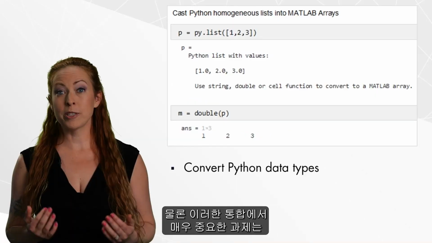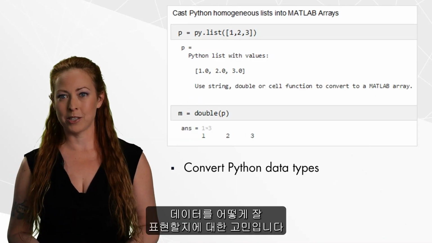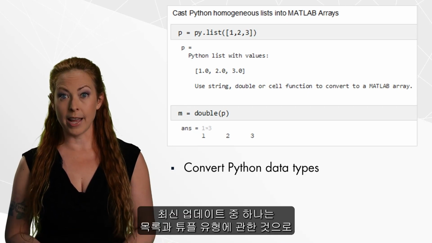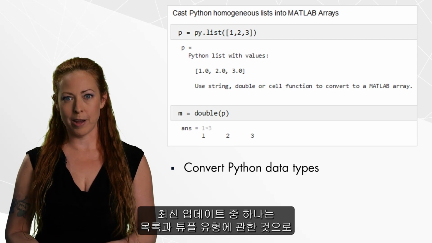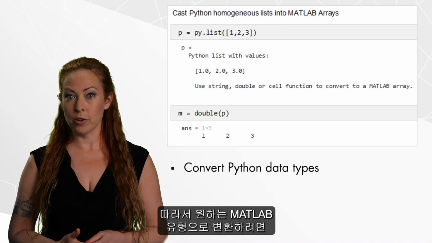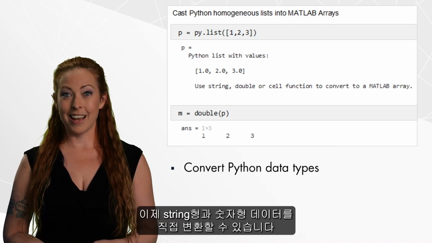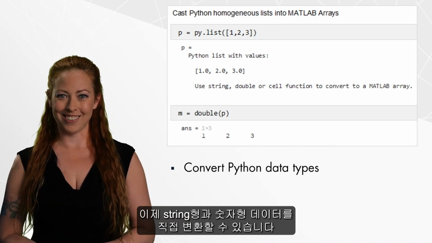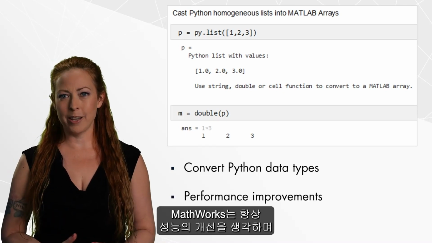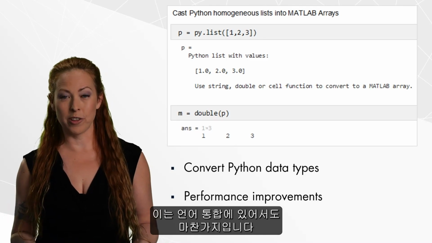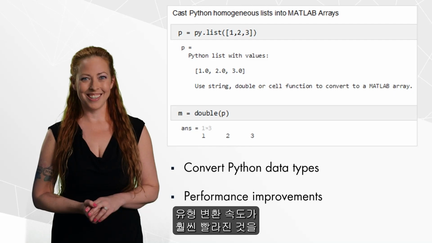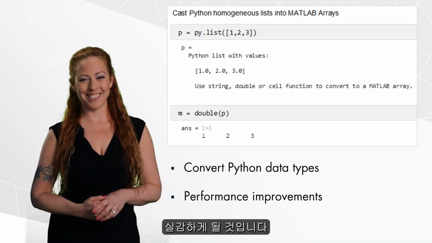Of course, a big challenge with these integrations is how best to represent your data. We're always thinking about this and improving here, and one of the latest updates is for list and tuple types, which are very generic data types. So you need different options to convert those to the MATLAB type you want. And now you can convert string and numeric data directly. And that's gotten even faster. MathWorks is always thinking about improving performance, and that's even true for the language integrations. This release, you'll notice the type conversions will be even faster, especially with larger multidimensional arrays.